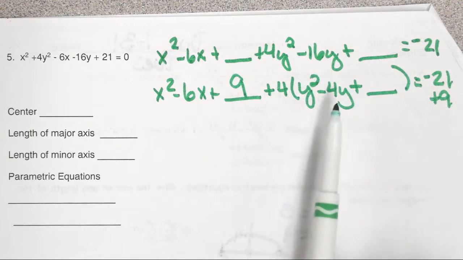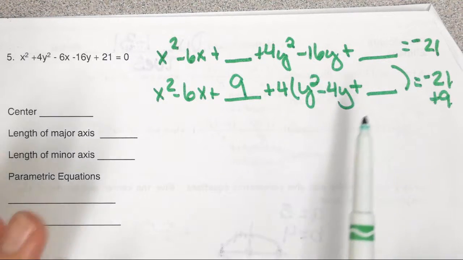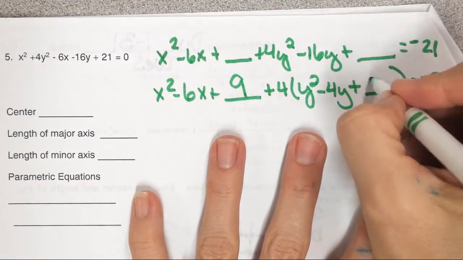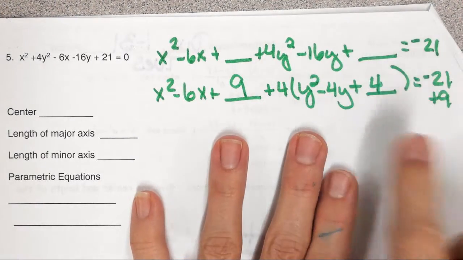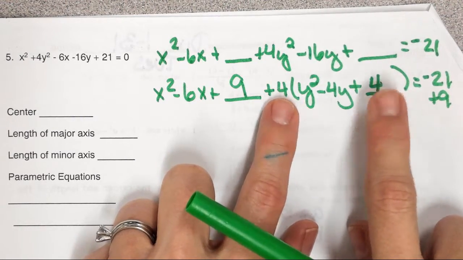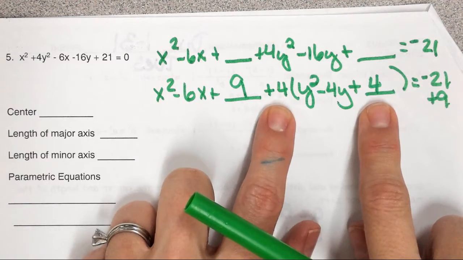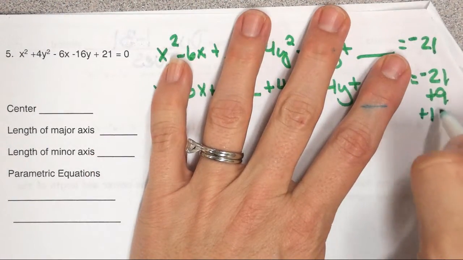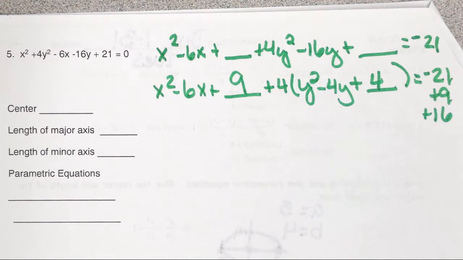Okay, we're going to do it again. What is half of negative 4? Negative 2. What is negative 2 squared? 4. Okay, here's the tricky part. Did I really add 4? No. What did I really add? 16, because I had a 4 out here. 4 times 4, so I really added 16.